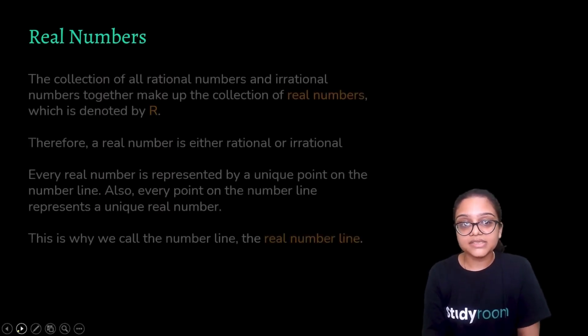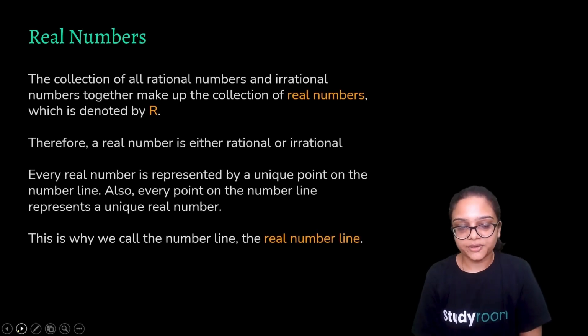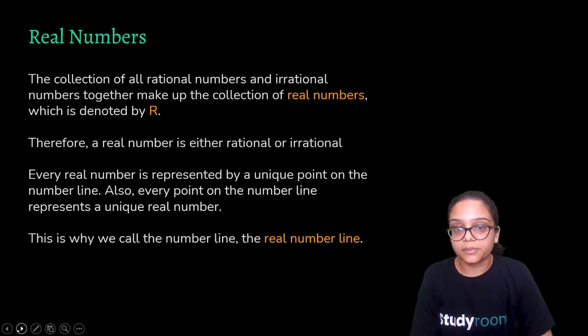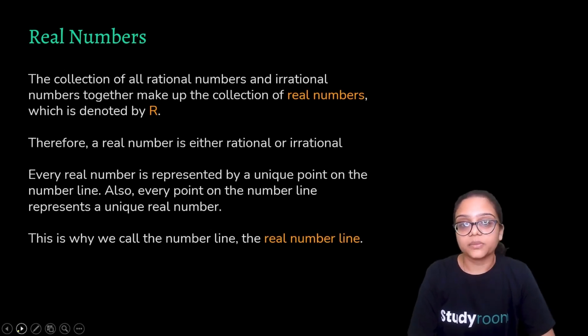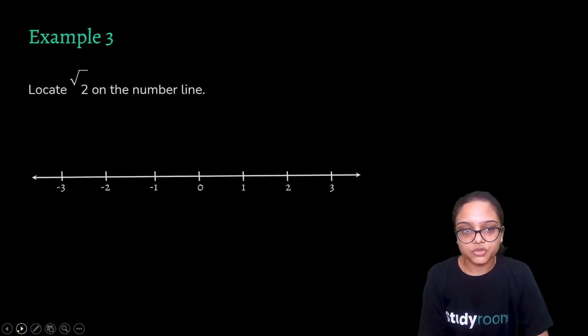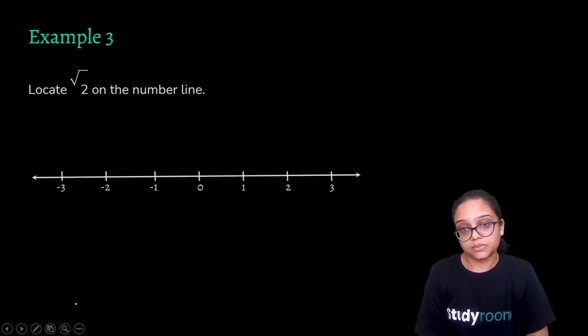Okay, real numbers I just told you previously. So real number is a collection of rational numbers and irrational numbers together. They make up the collection of real numbers and they are denoted by capital R. So they call number line a real number line because number line shows every number. So number line is also known as real number line. And there are some numbers which can't be shown easily, like how to locate irrational numbers.